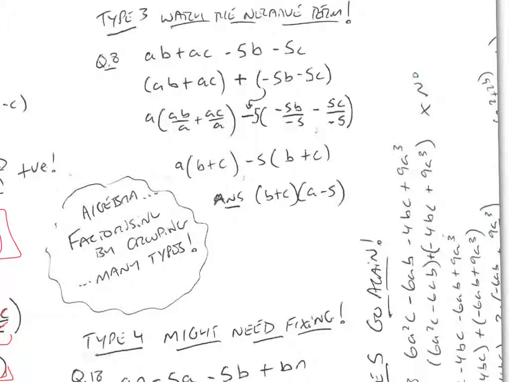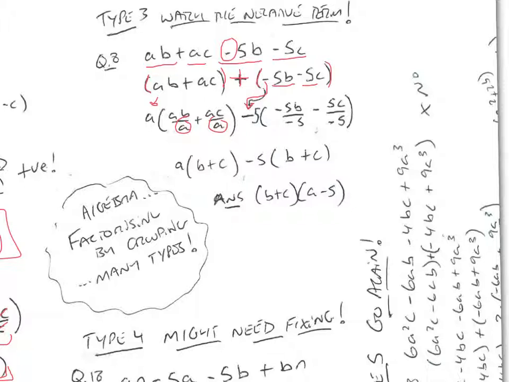So here's the third type, and you have to be careful and watch the negative term. Look at question 8 here from the book, page 24: ab plus ac minus 5b minus 5c. So group your first two terms, and remember that plus sign always, and group your second two terms, minus 5b minus 5c. Then look for your highest common factor, which is a, so divide both of the inside terms here by a.